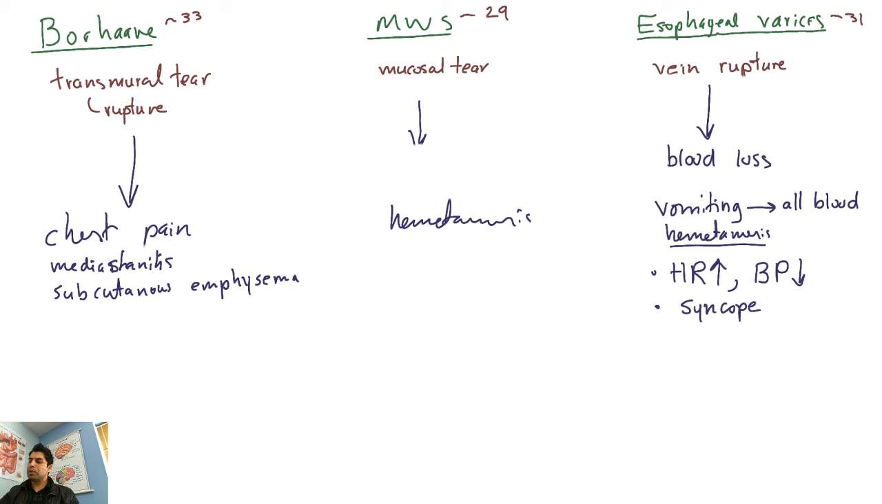Okay, so subcutaneous emphysema is a big deal. Mediastinitis is a big deal. Chest pain is a big deal. That's all there is to it. Now, this is an emergency. So what's the first thing you have to do? Fix it. Go to the operation.